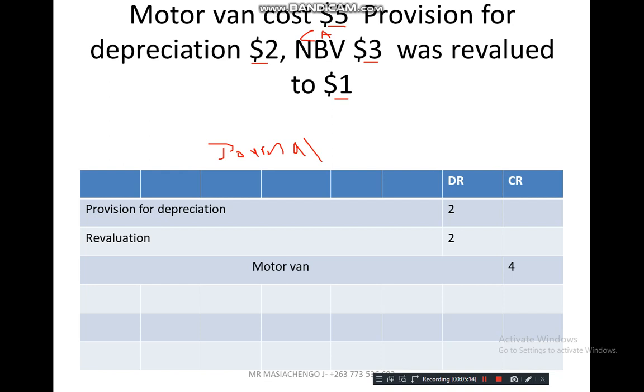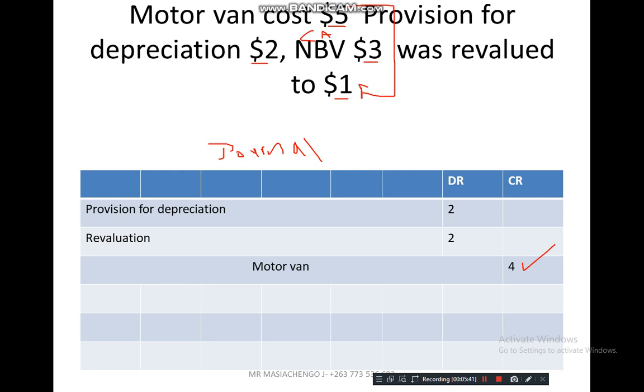So what we do is we compare the asset, we compare the cost against the new value, and this is to affect our non-current asset. Our cost is 5 and it has decreased from 5 to 1. This is a decrease of 4. So an asset is a debit balance, but to effect the decrease we are supposed to credit like this. Okay, I think you are following.